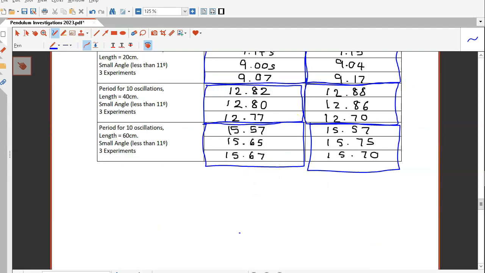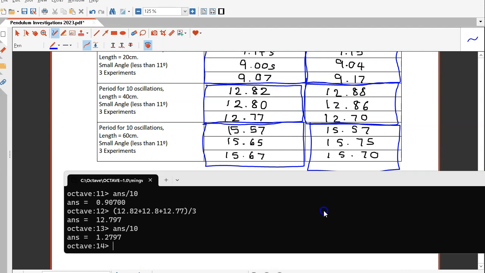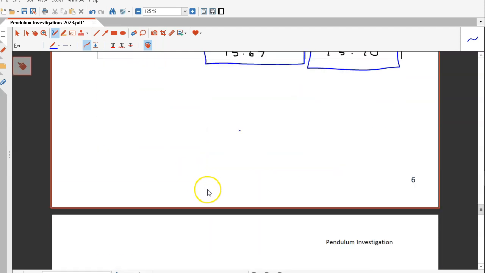Okay, let's do the next one now. So this is 15.57, add 15.65. I'm going to add that to 15.67. So this will give me the sum, and I'm going to divide that by 3. This gives me the average. I'm going to divide that by 10. So that's 1.563. Round that to 2 decimal places, and that's 1.56.